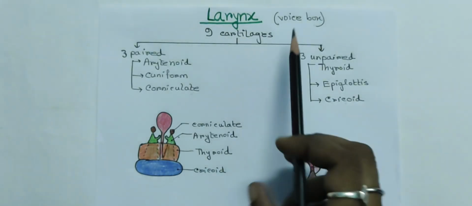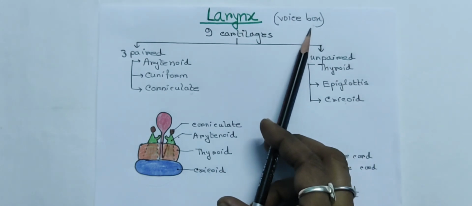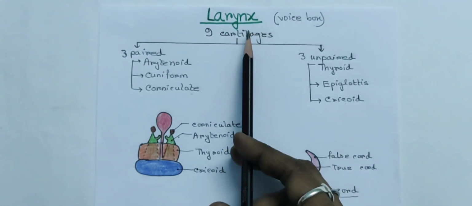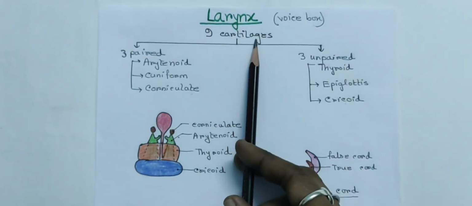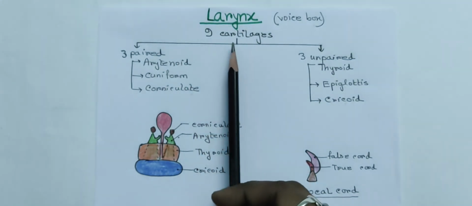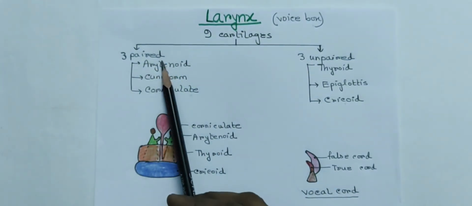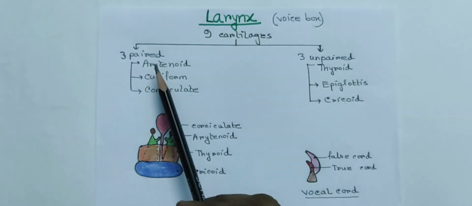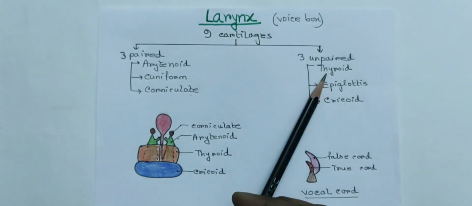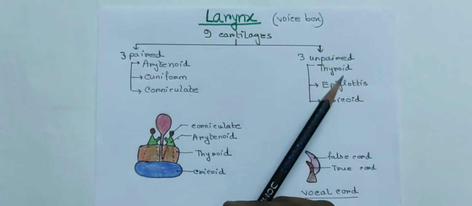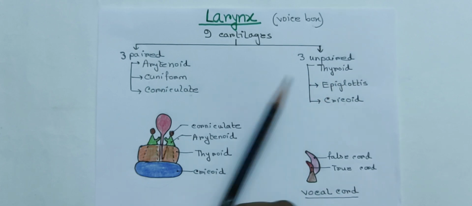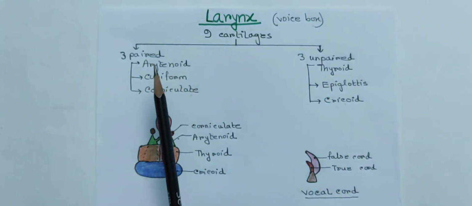Next, there is the larynx, which is called the voice box. This larynx comprises 9 cartilages, of two types. Out of 9 cartilages, 3 are unpaired and 3 are paired. The unpaired cartilages are thyroid, epiglottis and cricoid, and the paired cartilages are arytenoid, cuneiform and corniculate. Their position is like that.